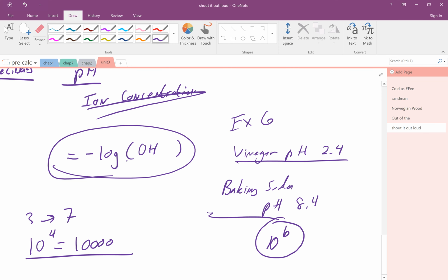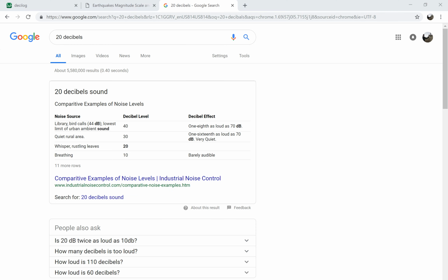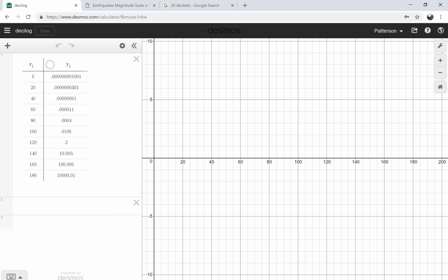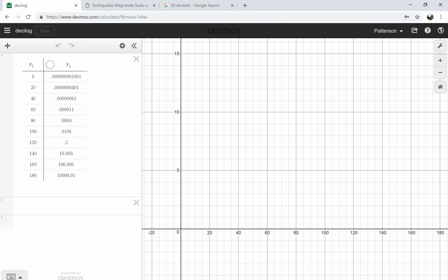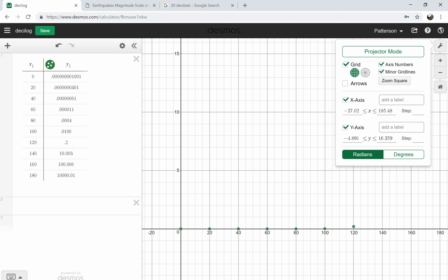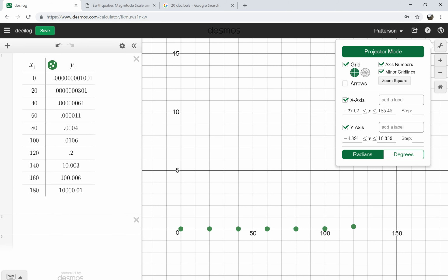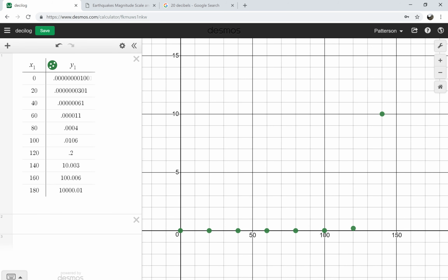So what we're going to do then is take a look at some decibels with logarithms. I'm going to go back to my decilog thing here, and I'm going to graph this. So let's see, I'm going to type these in. Let me put this on projector mode so you can see it. All right, and so we should pause this so you can type these numbers in. Okay, so hopefully you're unpaused and you got these numbers typed in, and we have a graph down here.